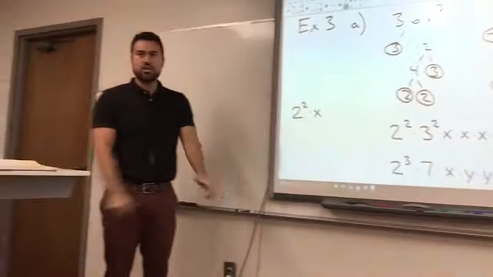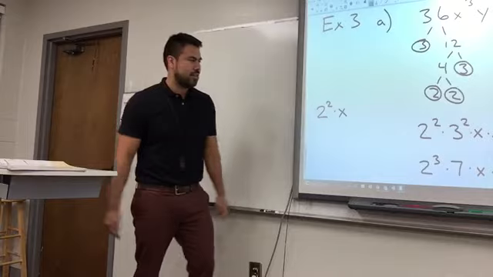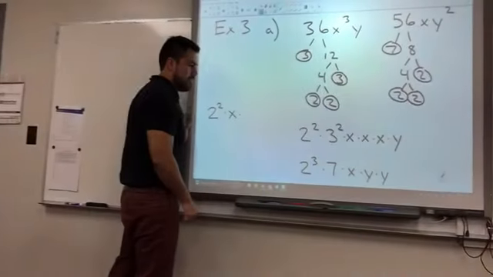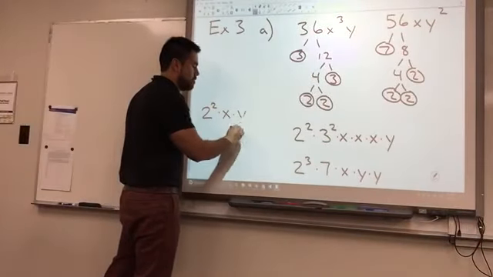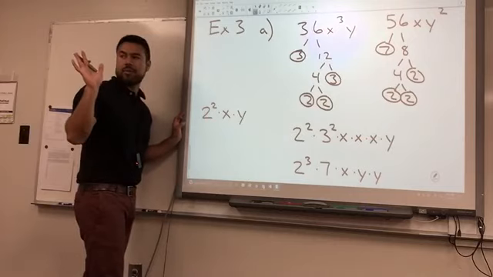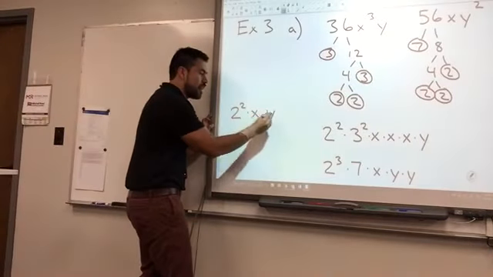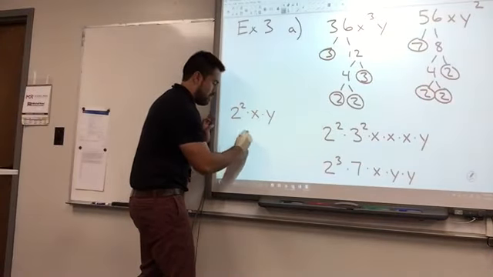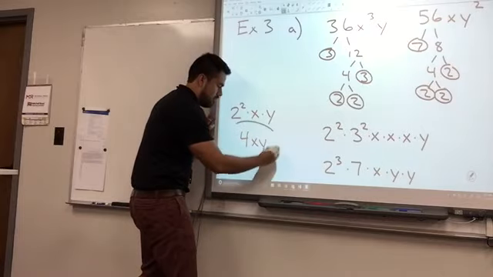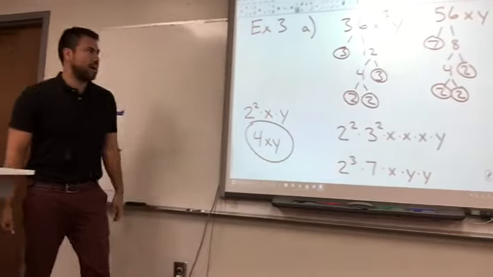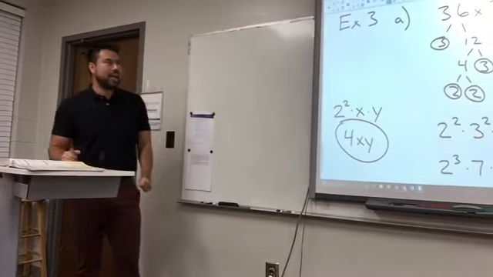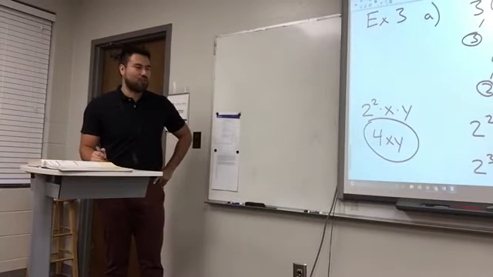How many x's do they share in common? 1. Any y's? Yes. How many? 1. Anything else they share in common? So you multiply these out, and what do you get? 4xy. That is the GCF of 36x cubed y and 56xy squared. It's 4xy.